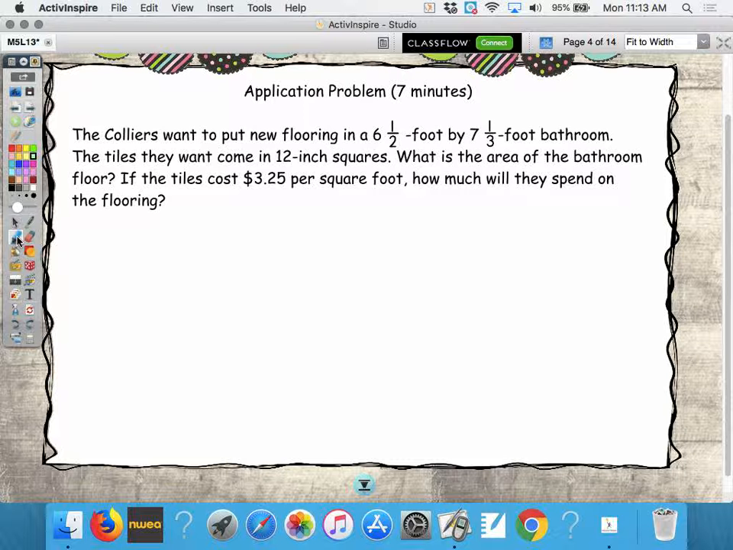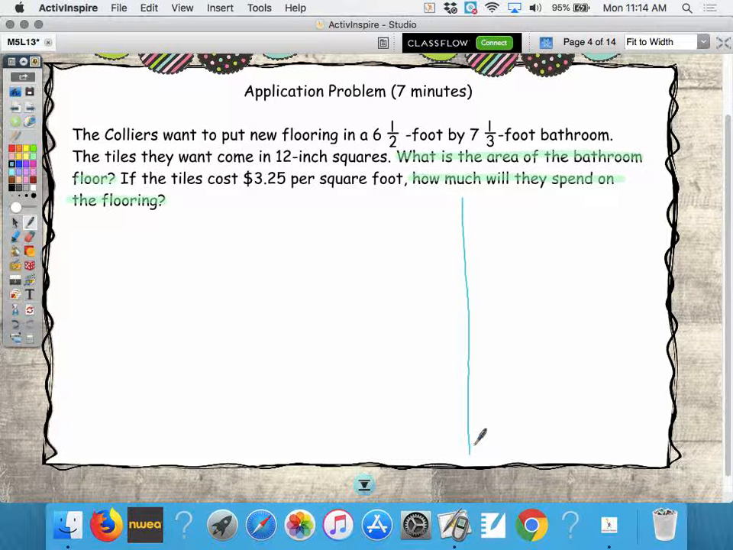Emily, give me one. What is the area of the bathroom floor? Good. I'm going to go ahead and highlight that. You can circle it or underline it. And the next one, Chloe, what's the second question being asked? How much will they spend on the flooring? Good. So we've got a 2-part problem. I'm going to draw a line about here, because the second part is not going to take up much room. The first part's going to take up the most room. So the first thing we'll figure out is the area of the bathroom.